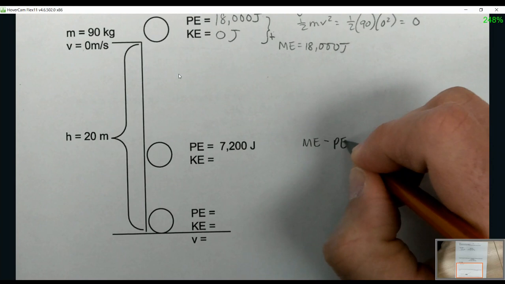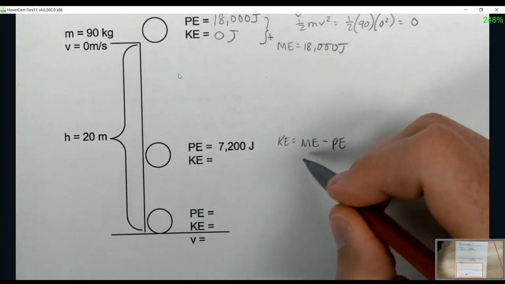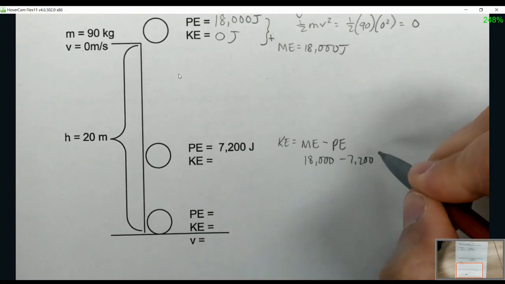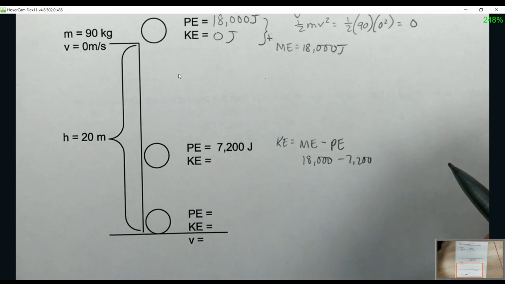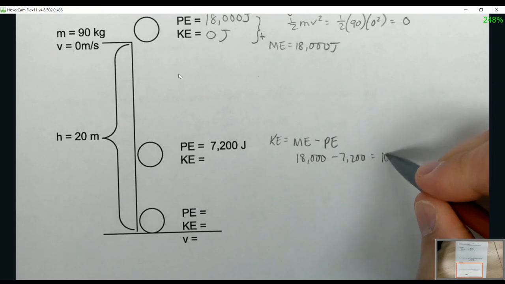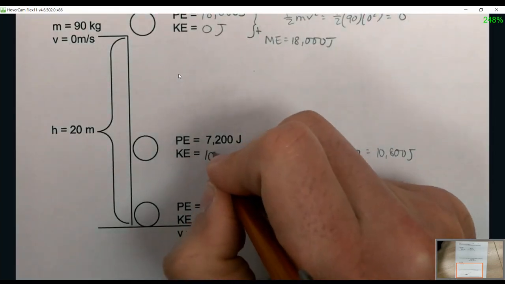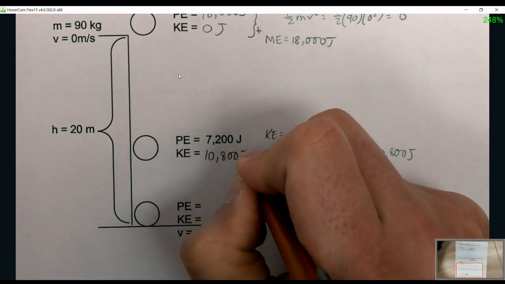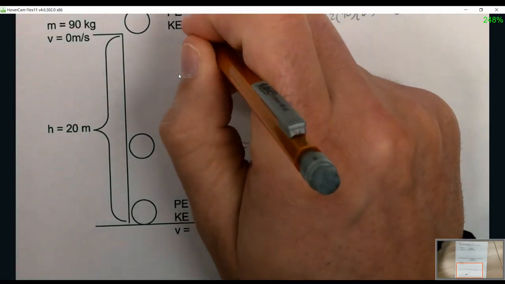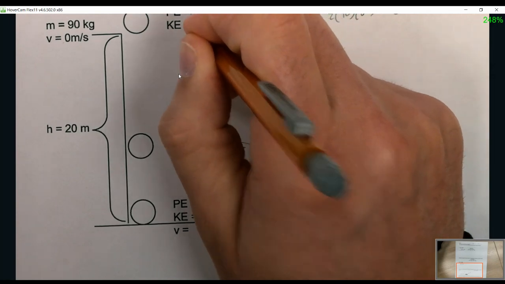So no matter what, if I want to find this, I can do the mechanical energy minus the potential energy to find this kinetic energy. So I can do 18,000 minus 7,200, and this equals 10,800 joules. Okay, so this was one of our answers that we needed to solve for.